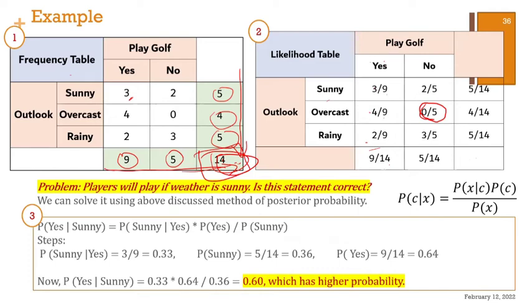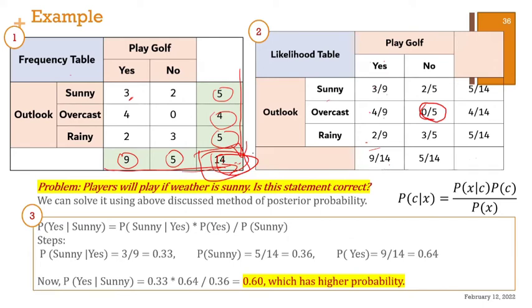Let's say the problem we want to solve is: the players will play if the weather is sunny. So you want to check if this statement is correct, because the question can come in different ways. Players will play if the weather is sunny. You want to check, is this correct? Or somebody asks you to calculate the probability, or check if it is sunny, are they going to play or not?